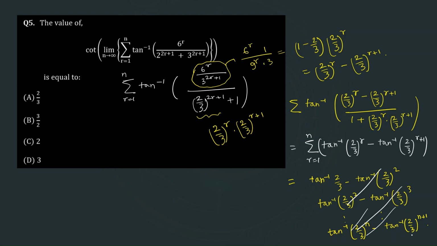So tan inverse 0 is 0. So this will become simply cot of, inside this cot function, it will become tan inverse 2 by 3. Now what is cot of tan inverse 2 by 3? It is simply equal to 3 divided by 2. So option B is the correct option for this question. Let us proceed with the next question.